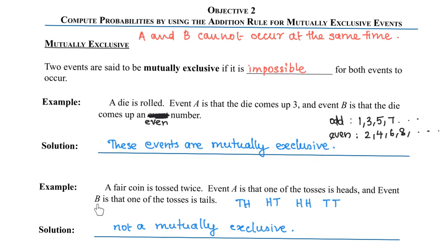Now let's look at another example. A fair coin is tossed twice. Event A is that one of the tosses is heads and event B is that one of the tosses is tails. If we toss two coins, the possibilities are a tail and a head, a head and a tail, both heads, or both tails. So it is possible to get a head, event A, and the other coin tail. So this is not a mutually exclusive event.